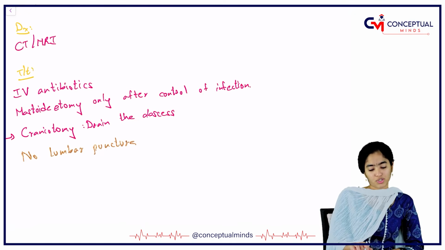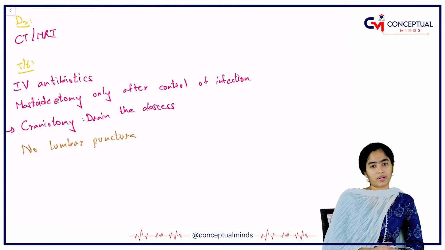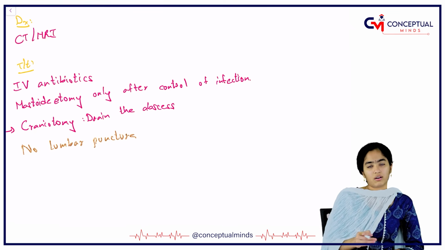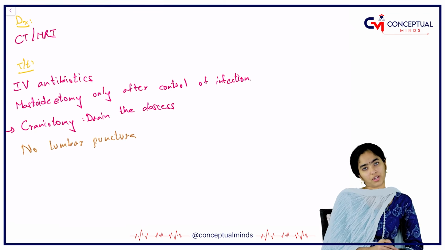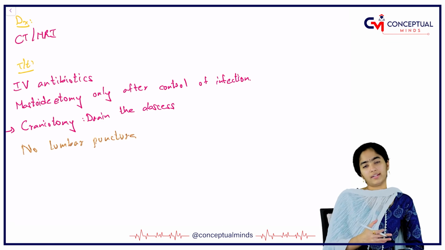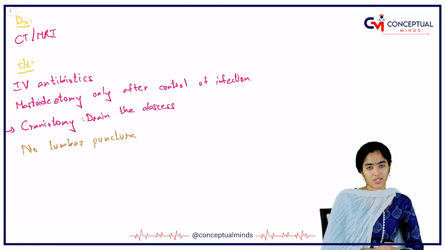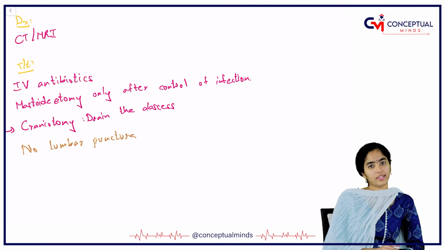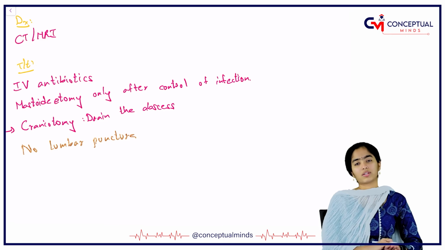These are the clinical features, and diagnosis is by CT or MRI, and treatment is intravenous antibiotics. After the infection is controlled, then look into the causative factor, and sometimes in a severe patient we might have to do craniotomy and drain out the subdural abscess and all the pus that is present in that area. Lumbar puncture is contraindicated. This is all about subdural abscess.